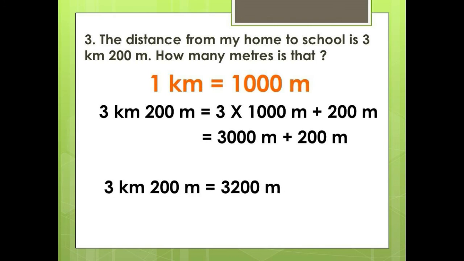Now see here the units are same. Here also 3000 meter, here also 200 meter. Meters and meters can be added. So the answer is 3000 meter plus 200 meter is 3200 meters. So 3 kilometer 200 meter can be written as 3200 meters. Like this only we have to convert kilometers to meters.